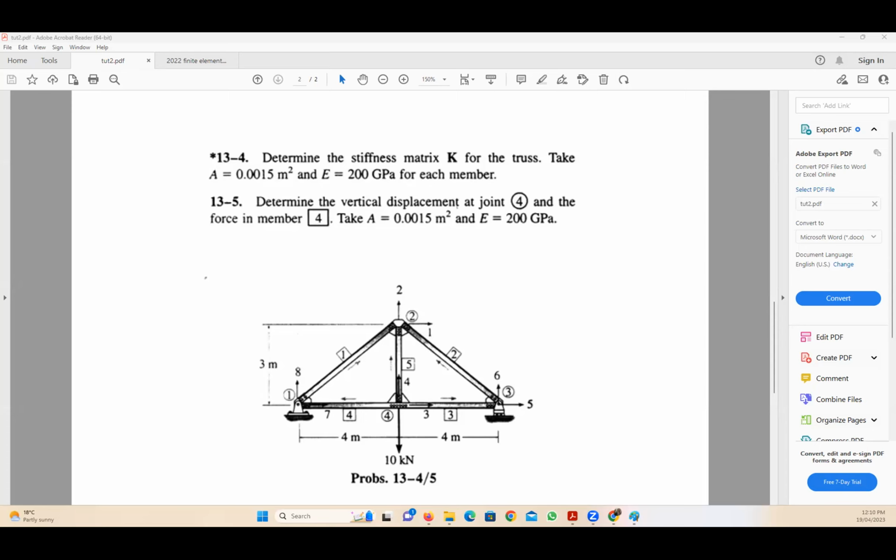The second requirement is to determine only the vertical displacement at node 4, which is the bottom node in the middle, and the force in member 4, similar to the previous part. So here we need to do the same things as we did in the last problem, and I will share my whiteboard screen now.